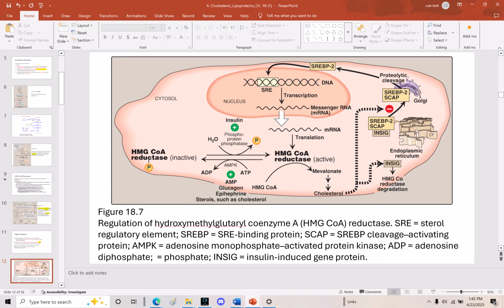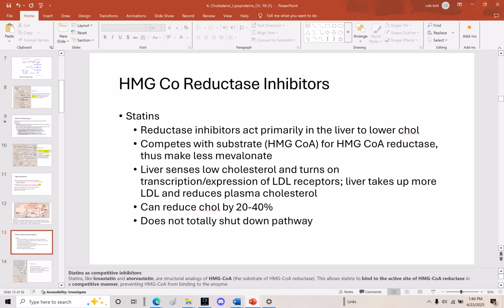This other side here is showing the role of glucagon and insulin. Insulin will turn it on, and glucagon will turn on a protein kinase that makes it inactive. So glucagon makes it inactive, insulin makes it active. There's a lot going on in the picture, but I wrote it out in all those slides. Any questions about HMG-CoA reductase regulation? Okay, good.